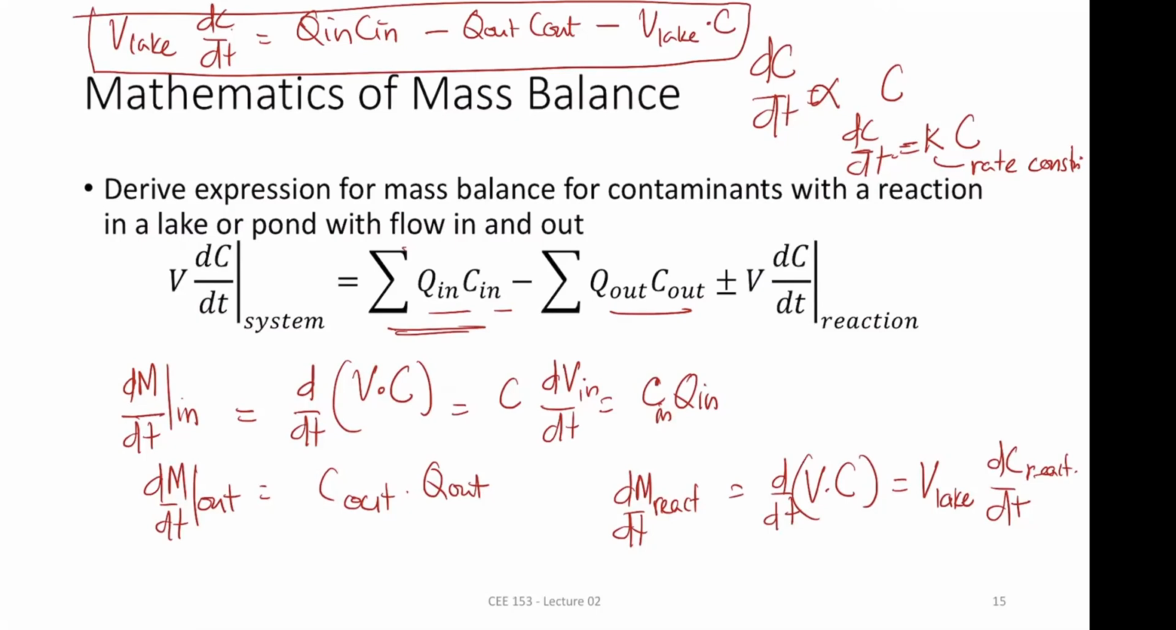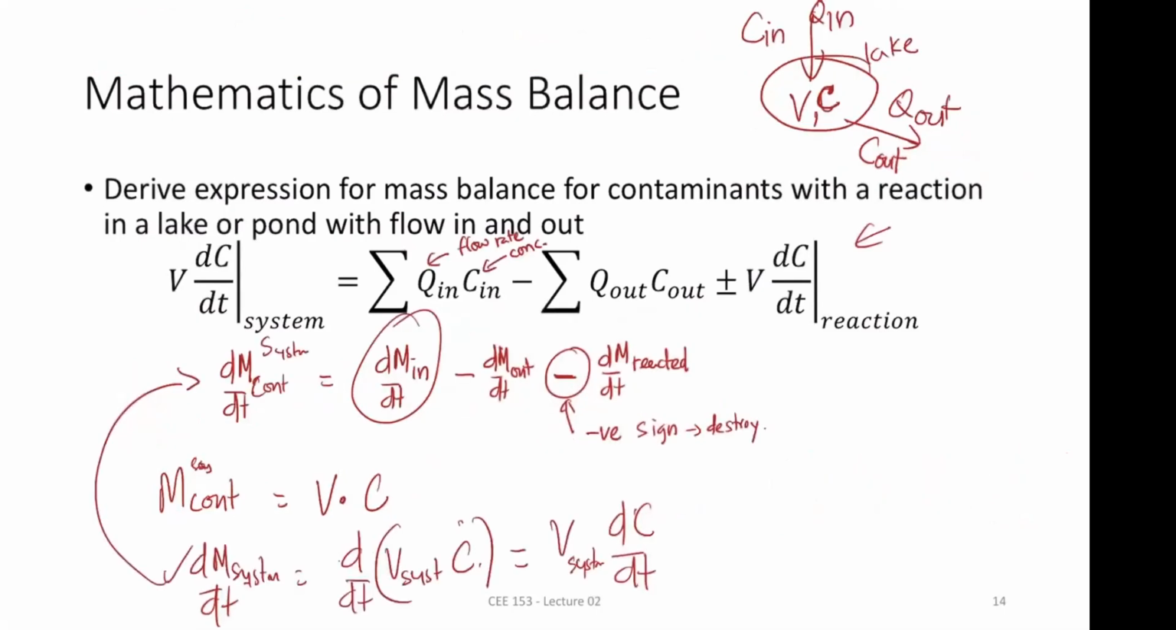But there is one assumption here. Think of what is out here. The contaminant coming out of the system is almost the same as the contaminant in the system, because the reaction doesn't happen once you leave the system. So usually you can assume C is the same as C out.